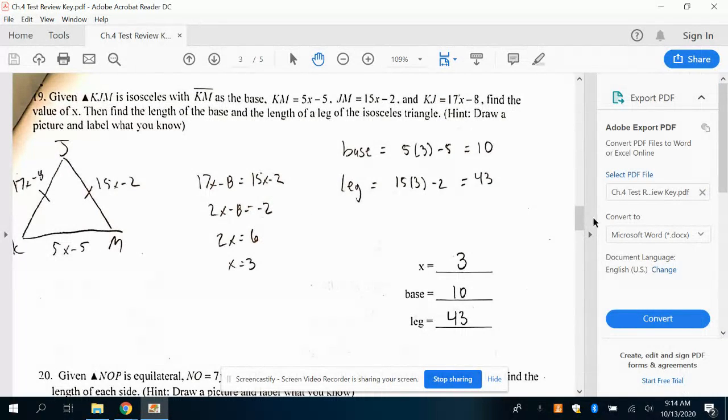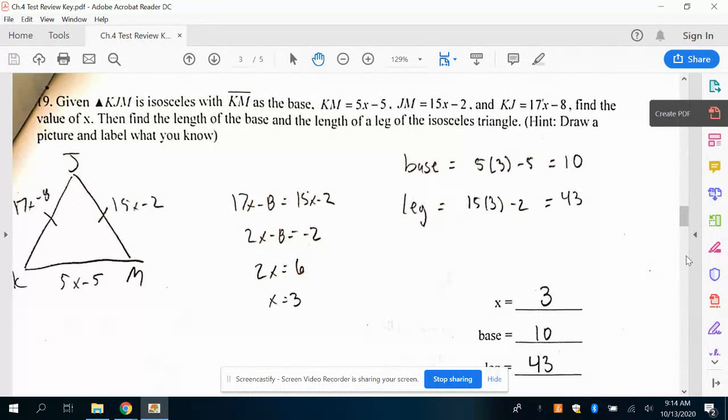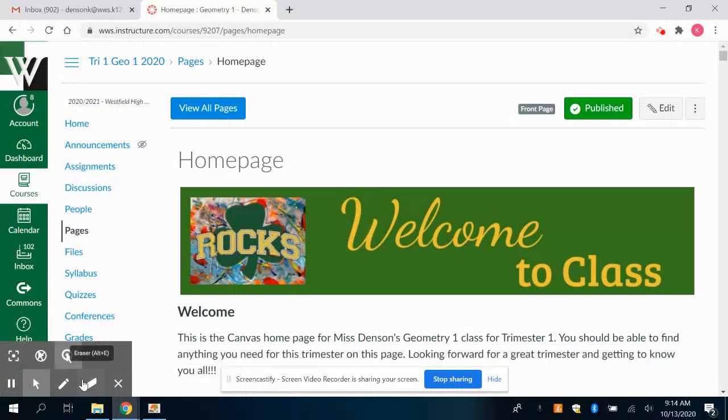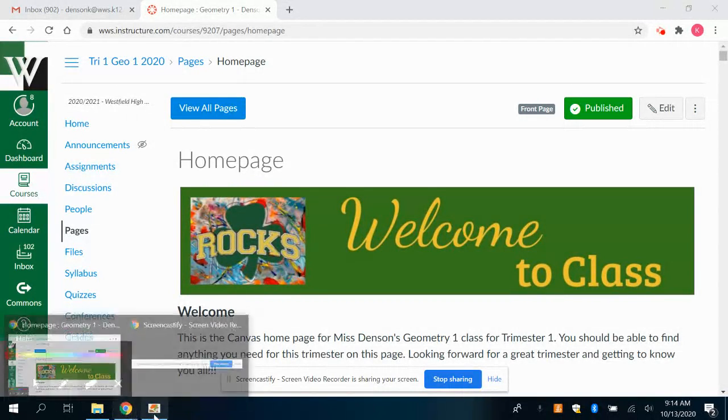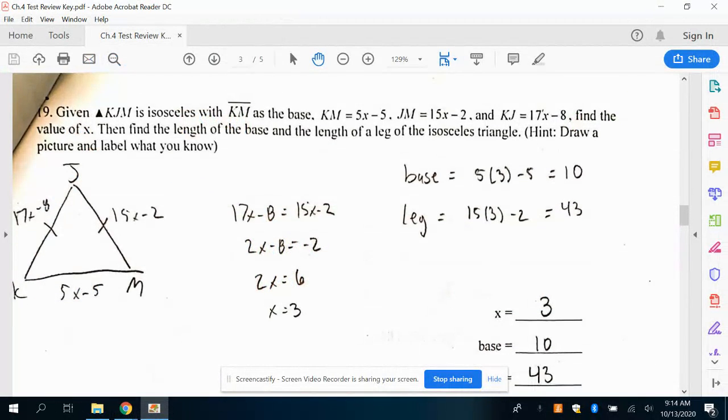Okay, let me try to get, there's usually a way that I can get. Here we go. A pen. Sweet. That'll help. Oh no, it went away.